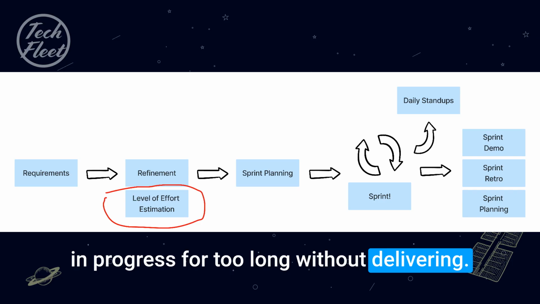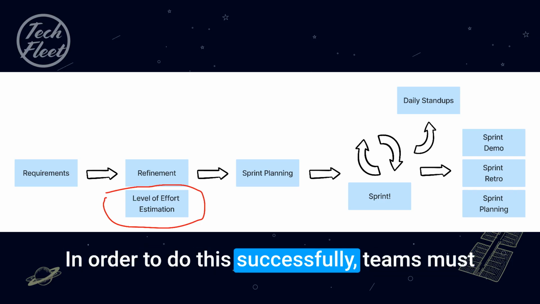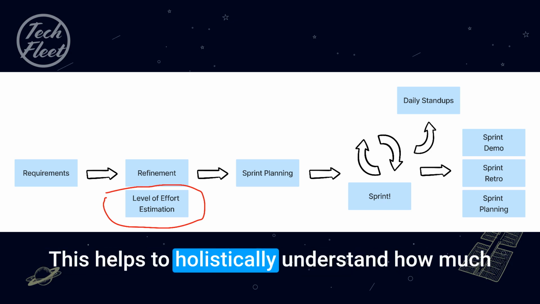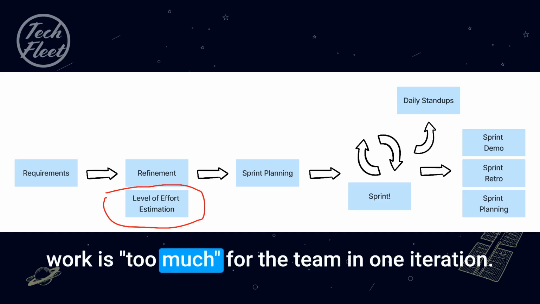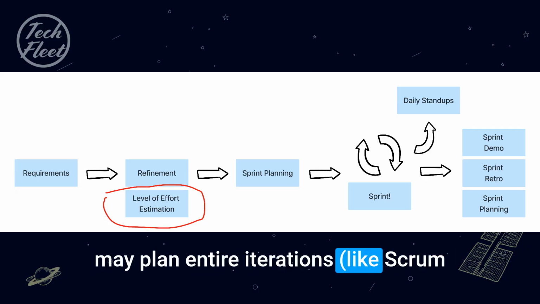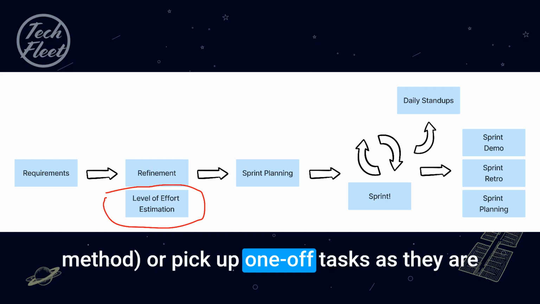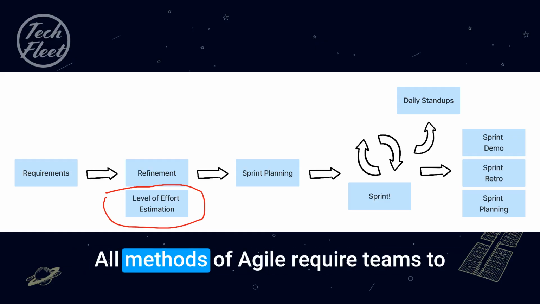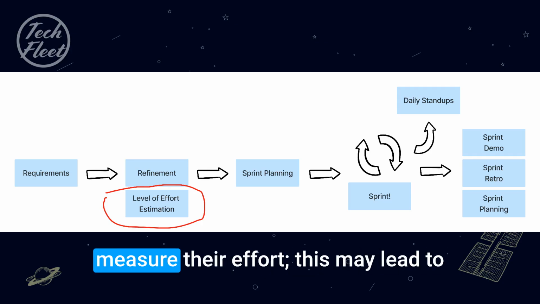In order to do this successfully, teams must measure the effort levels of tasks in their backlog. This helps to holistically understand how much work is too much for the team in one iteration. Depending on the Agile method, teams may plan entire iterations like Scrum method or pick up one-off tasks as they are ready for the work like Kanban method. All methods of Agile require teams to measure their effort.